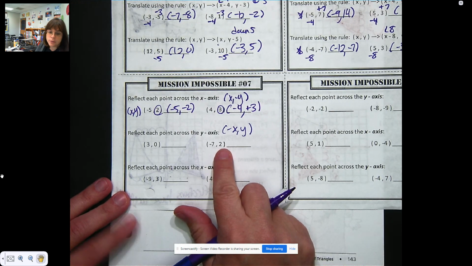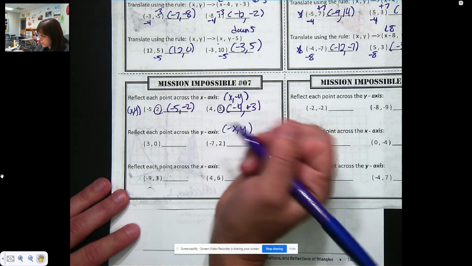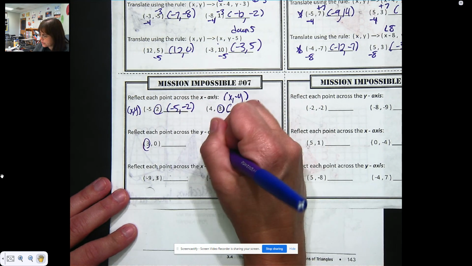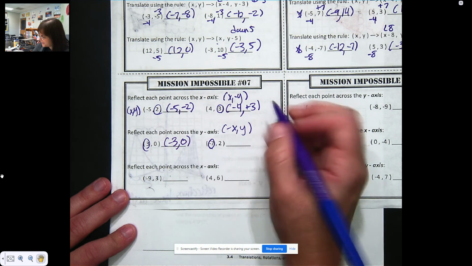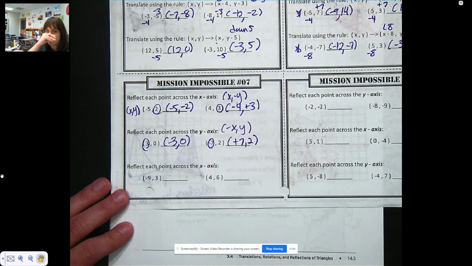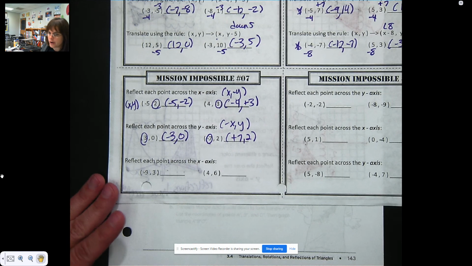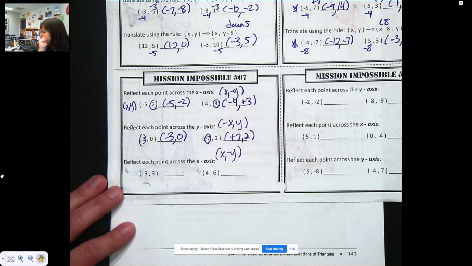Then I'm going to do a different rule for y because y stays the same. So I'm going to circle x because x is changing. So the signs just flip. So this is negative 3, 0. This would be positive 7, 2. All right, if I look at reflecting across the x, the same thing: x stays the same, the y values change.